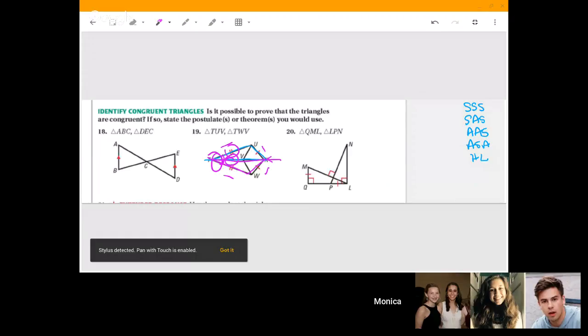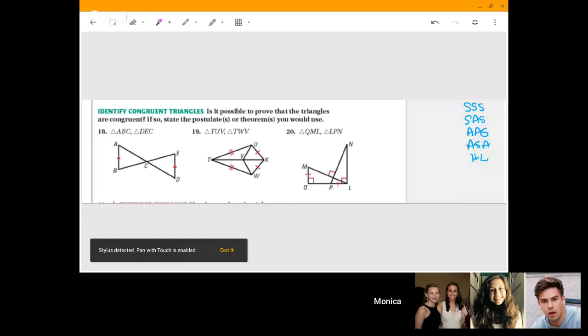Okay, so you're good for 19? Okay, so number 20 now. We have to see if we have enough information to prove that those triangles are congruent. So let's look. We need to tell if QML is congruent to LPN.